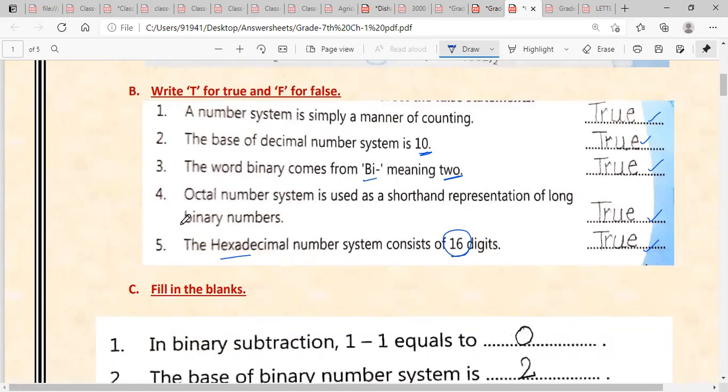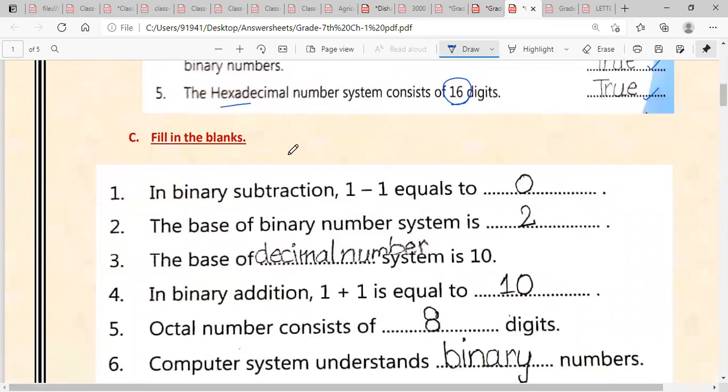Now next, fill in the blanks. First, in binary subtraction, 1 minus 1 equals 0. Yes, this is the rule of subtraction, and the base of binary number system is 2. And the base of dash system is 10. It is the base of the decimal number system. Okay, right here, decimal number.